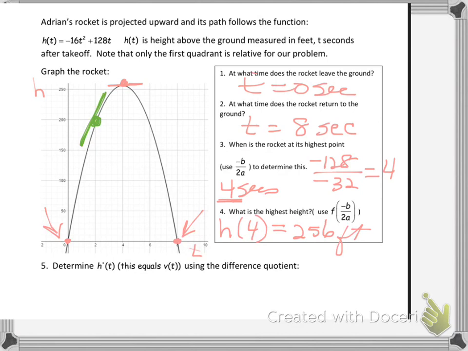I could extend this tangent line and approximate the slope of it, and my guess is I would get pretty close to 64. Okay, what do you think about the pink line? That's at 4 seconds. What do you think that slope's going to be? If you look at it, it should be 0, correct?